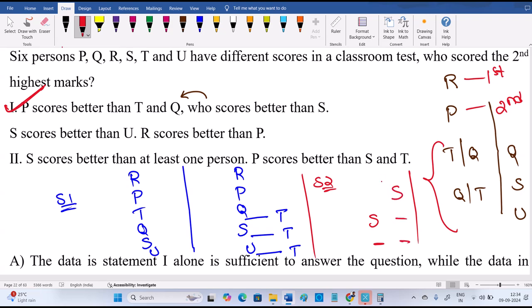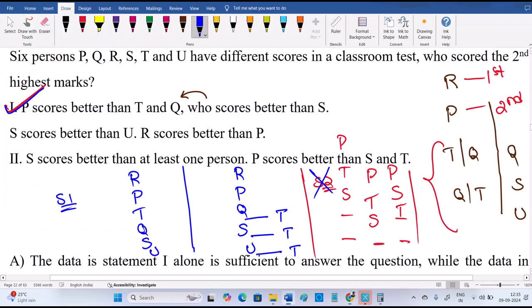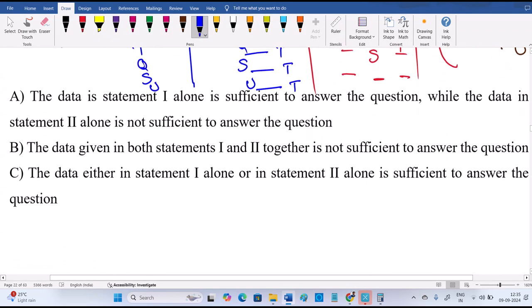P is better than S and T. So it can be PTS or PST, or PTS with two blanks. Still, I am not able to solve using two alone. I cannot decide. But with one alone I can decide who is second highest. Second lowest I have a doubt, and lowest cannot be decided. It can be T or it can be U. But I can decide who is second highest. Very clear. So the answer is one alone is sufficient.